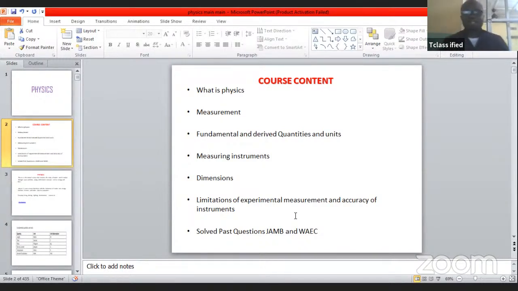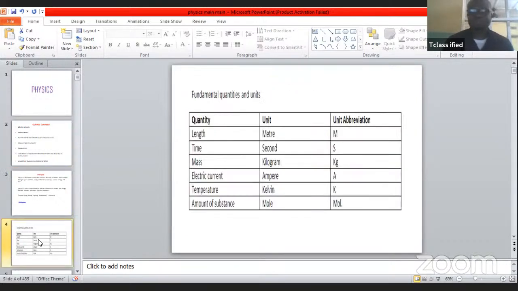So the way the classes are planned are as follows. We have our introduction, then we'll go straight to the point on the concept that is to be treated for that day. Like today, we're gonna be looking at introduction to physics and measurements. We're gonna also be looking at dimensions. So the way our course content is planned is that immediately after this, we'll start the course. And the course is arranged in such a way that it goes straight to the point.